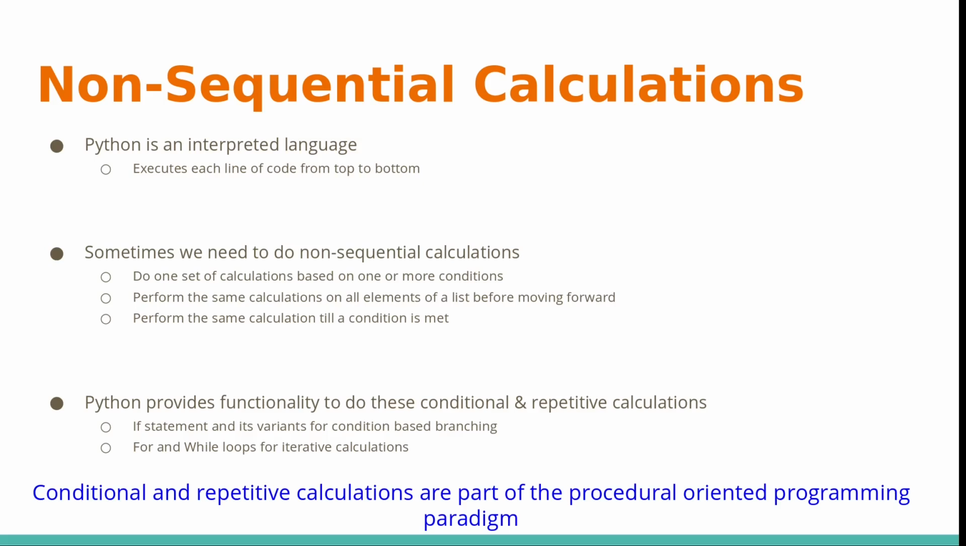The if statement and its variants are used for conditional-based branching, and the for and while loops are used for iterative calculations. Conditional and repetitive calculations are part of what we call the procedural-oriented programming paradigm. The development of this paradigm back in the late 50s all the way through the 70s was what helped with the development of algorithms for scientific computing.